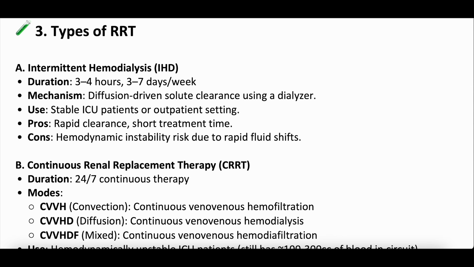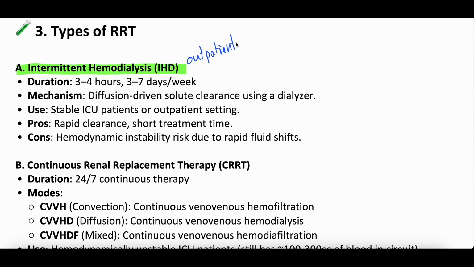But what are the three different types of renal replacement therapy? And we're going to break it up into primarily three types. The first and the one probably best known is intermittent hemodialysis, or IHD. This is what people are on in the outpatient setting too.